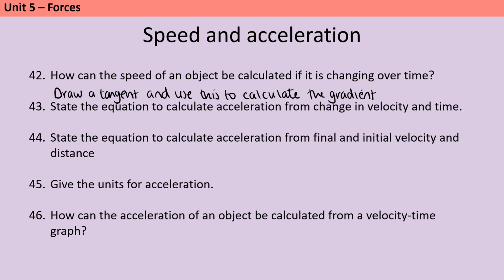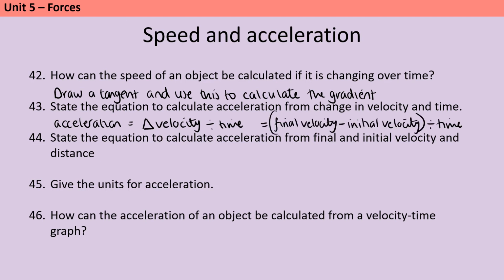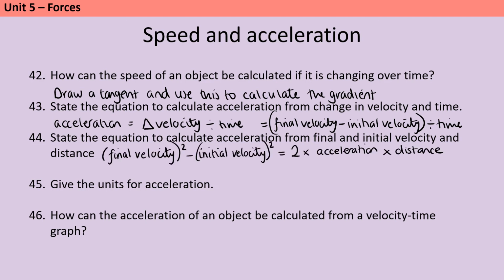To calculate acceleration from change in velocity over time, we do change in velocity divided by time. And when we talk about change in velocity, we mean the final velocity minus the initial velocity. So you could also express this in this form. Now, if you don't have time, but you do have distance, we can use a different equation. So we can say that final velocity squared minus initial velocity squared is equal to 2 times the acceleration times the distance. And of course, you could rearrange that to have acceleration on its own.